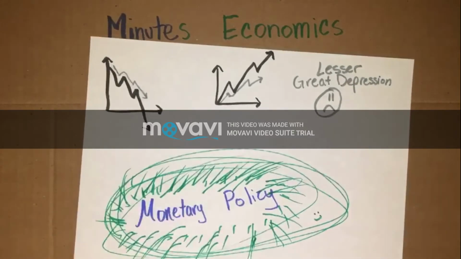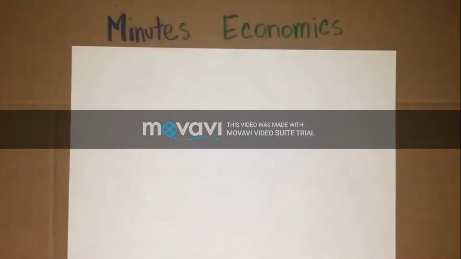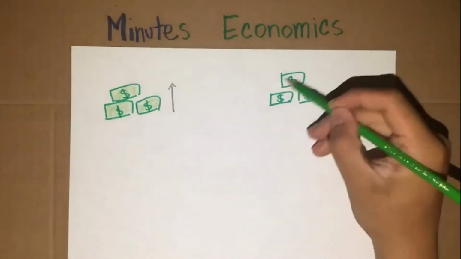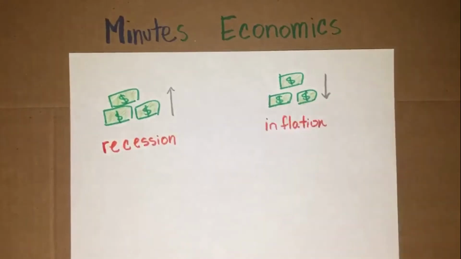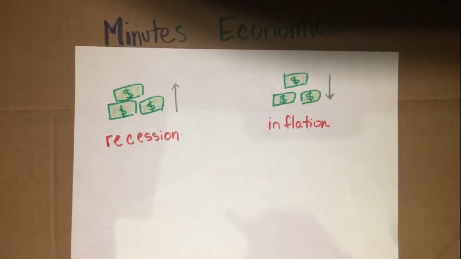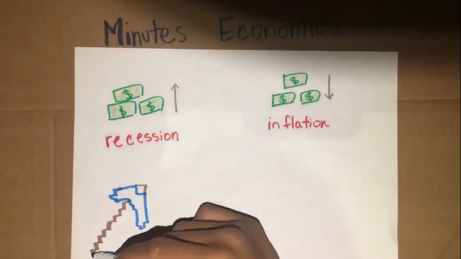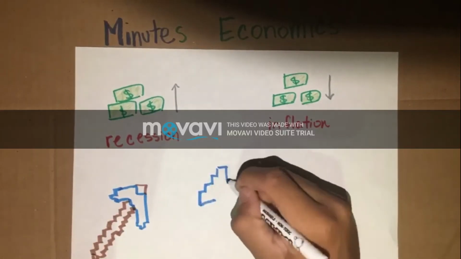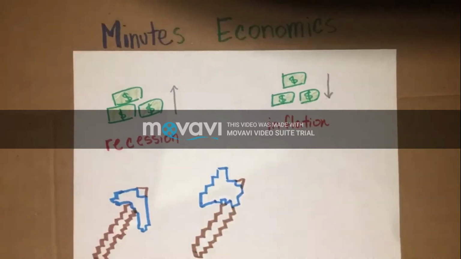In order to accomplish such a great task, they conduct what is known as monetary policy. Monetary policy involves either increasing the supply of money or decreasing it to fix either a recession or inflation, respectively. This is done by the three tools of monetary policy: open market operations, the discount rate, and reserve requirements.